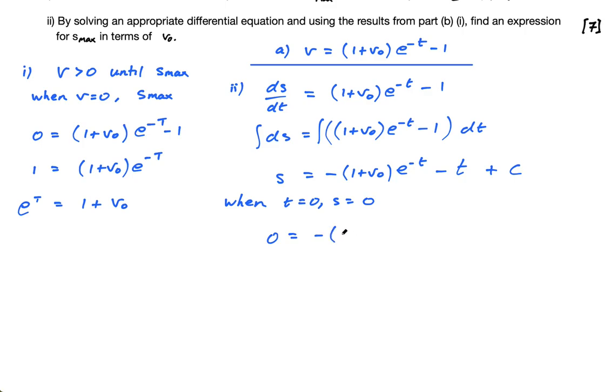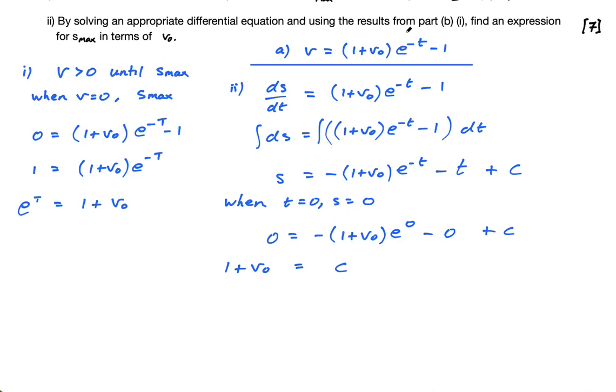0 equals negative (1 plus v0) e to the negative 0, or e to the power of 0, minus 0 again, plus c. This becomes 1, this is 0, this is 0, so c is equal to, I'm going to add this over here, 1 plus v0. So c is equal to 1 plus v0.